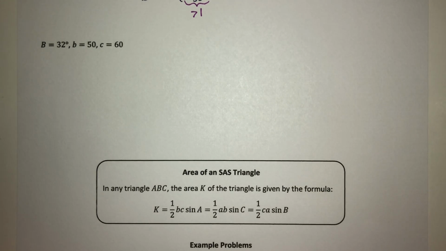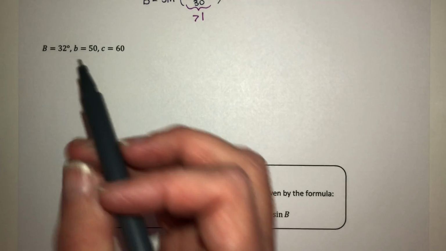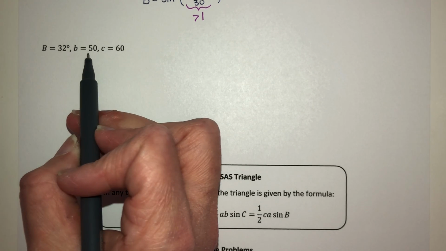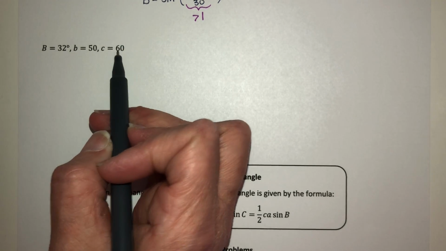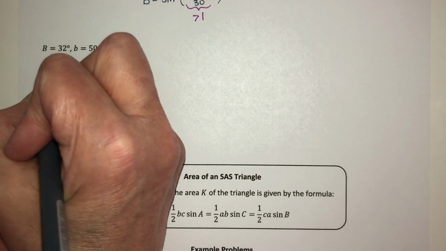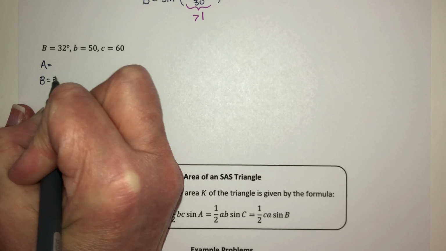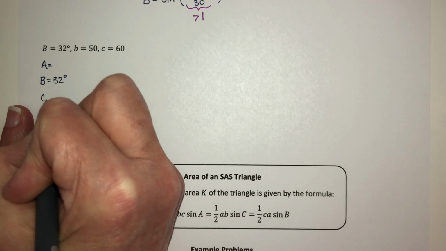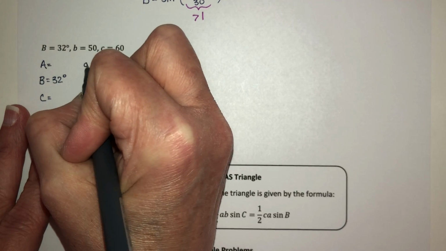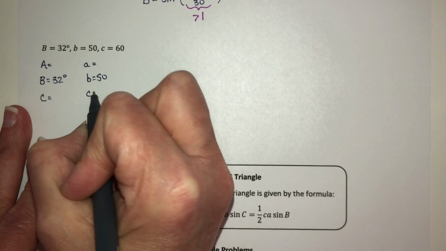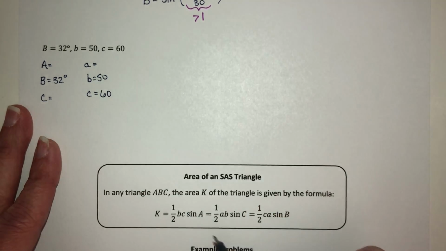This is part 5 of section 6.2. We want to solve the triangle that has an angle B that is 32 degrees, side b 50, side c 60. We don't know angle A. b is 50, and c is 60.